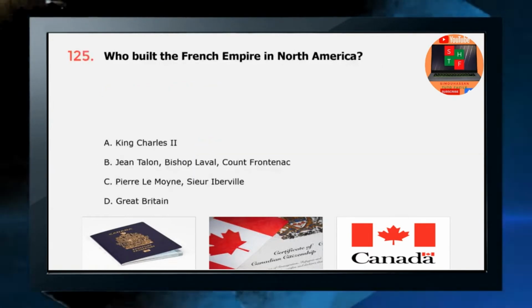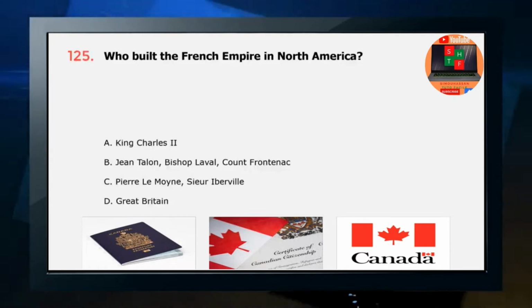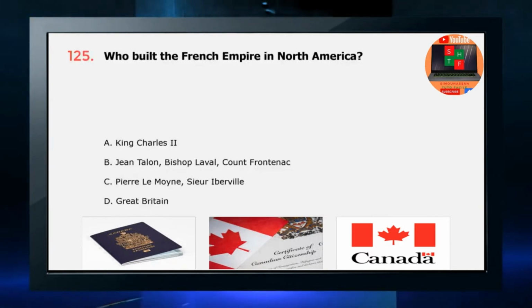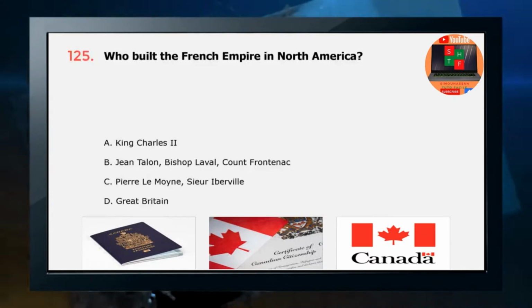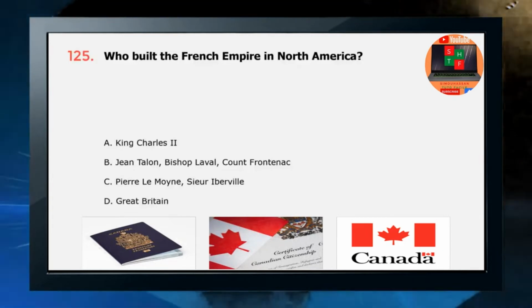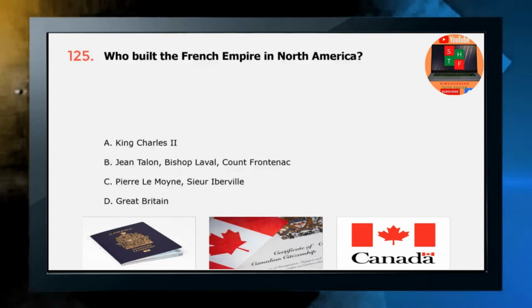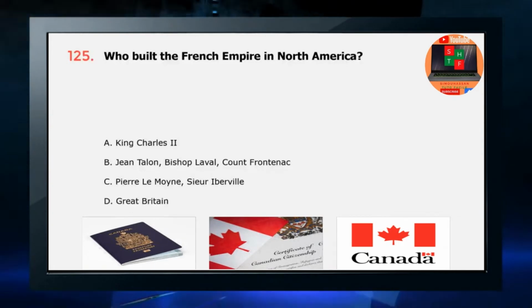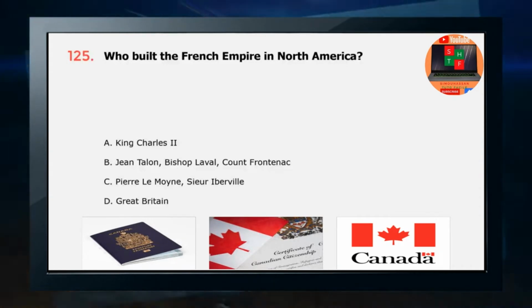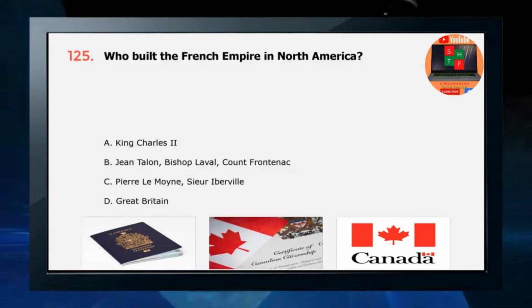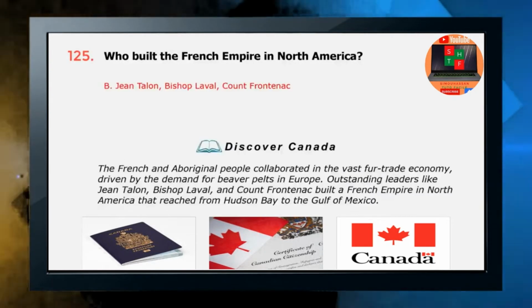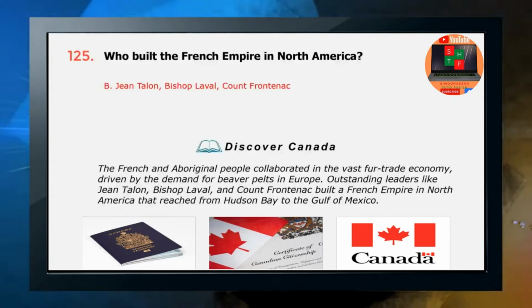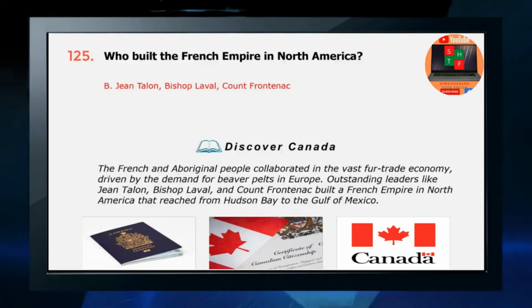Question 125. Who built the French Empire in North America? A. King Charles II. B. Jean Talon, Bishop Laval, Comte Frontenac. C. Pierre Lemoine, Sieur Iberville. D. Great Britain. The answer is B. Jean Talon, Bishop Laval, Comte Frontenac.